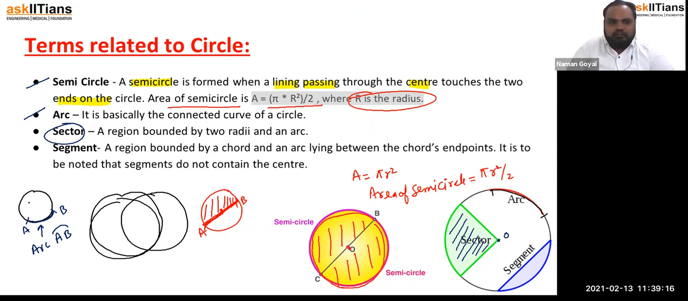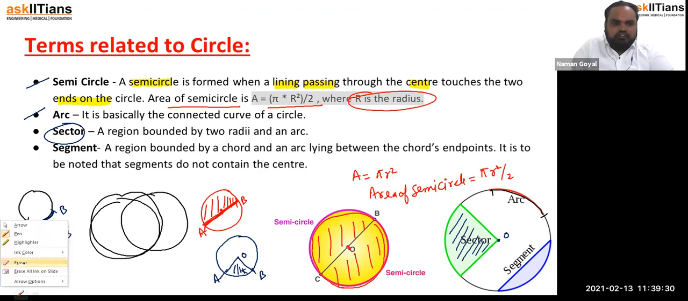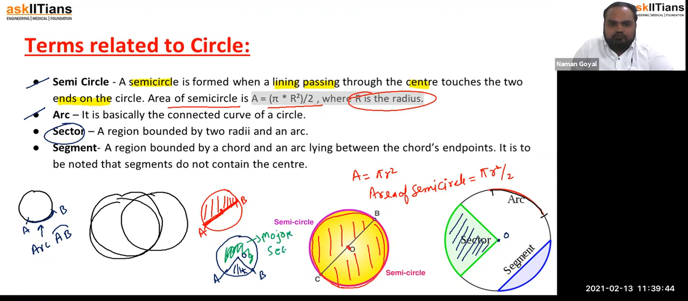For example, if we draw a circle, AB is the arc, and this point is the center. So there is a sector and there is another sector. Let's see which sector I'm talking about. This sector. There are two sectors. This sector is known as the major sector, and this sector is known as the minor sector.